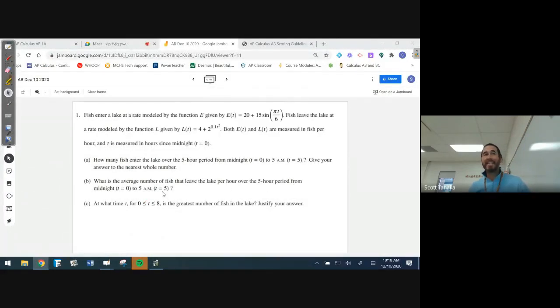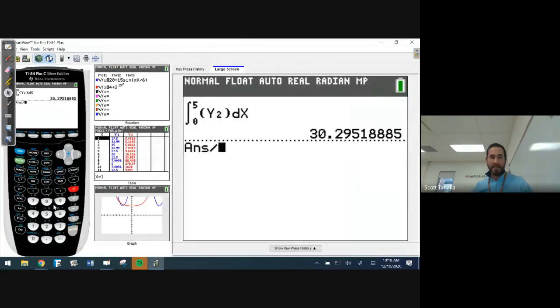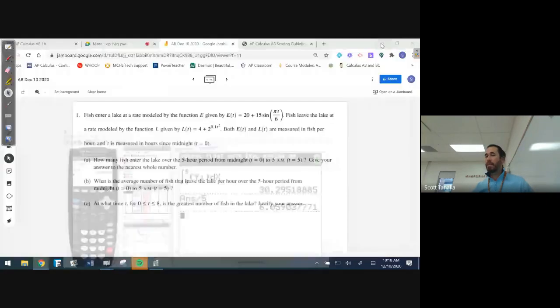It did not. Ooh, I forgot to divide by 5, didn't I, you guys? Is that why somebody raised their hand before? I forgot to divide by 5. Divided by 5. So the answer would be 6.059. It does not say to round, so it's 6.059.